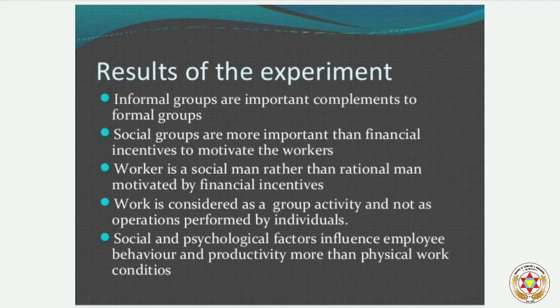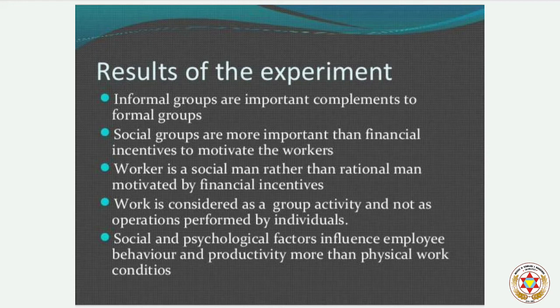So let's come to the result of the experiments. It says informal groups are important complements to the formal groups. Next, social groups are more important than financial incentives to motivate the workers. Next, worker is a social man rather than a rational man motivated by financial incentives.